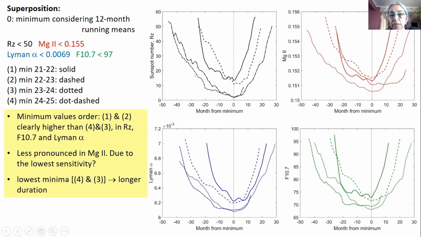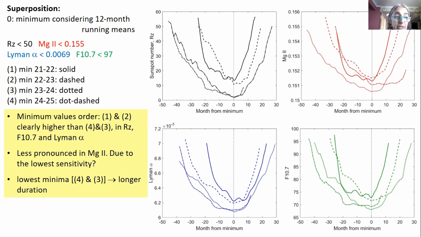Dotted, this one, corresponds to the minimum between cycles 23 and 24, which I will call the third minimum, and dot-dashed, this line which ends here, is the one that corresponds to the fourth minimum, between cycles 24 and 25. We cannot see the years here, I didn't realize to put them, but the minimum years for the different indices are almost coincident, especially for the third minimum, the one that occurred in 2008. It's almost the same date for every index.